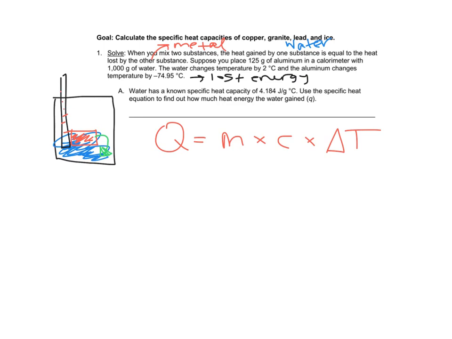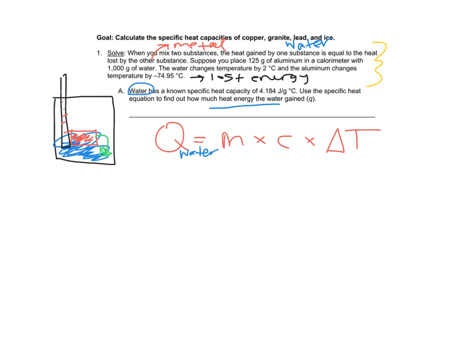And for this one, what substance are we working with? Well, in A, it's the water, right? It says how much energy is gained by the water. So when we plug everything in for this equation, we want to use the water information, because in our paragraph up here, we are given information for both aluminum and water. So right now, we're just going to deal with the water one.